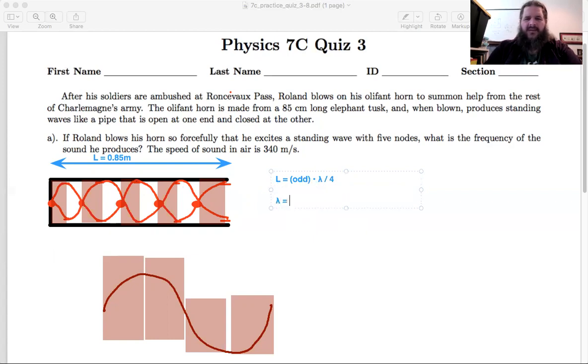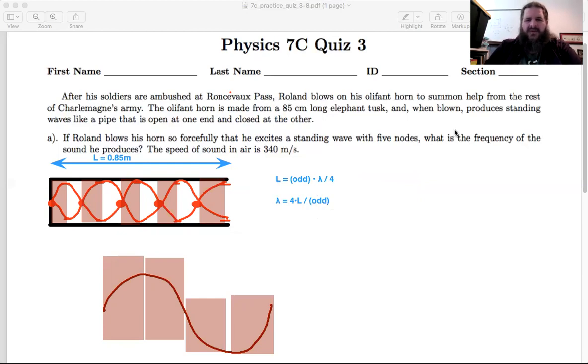If you solve that for lambda, what do you get? Yeah, 4 times L over an odd number. So those are the possible wavelengths you can get. All the wavelengths you can get from this type of pipe, open at one end, closed at the other, all fit into the form 4 times the length of the pipe divided by some odd number. Those odd numbers being 1, 3, 5, 7, etc.